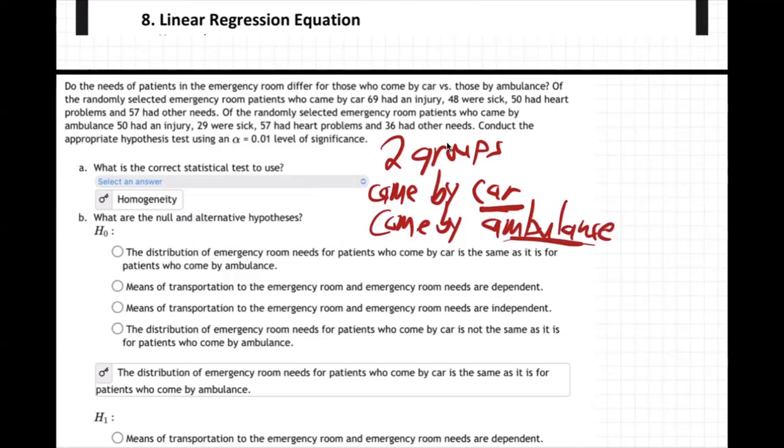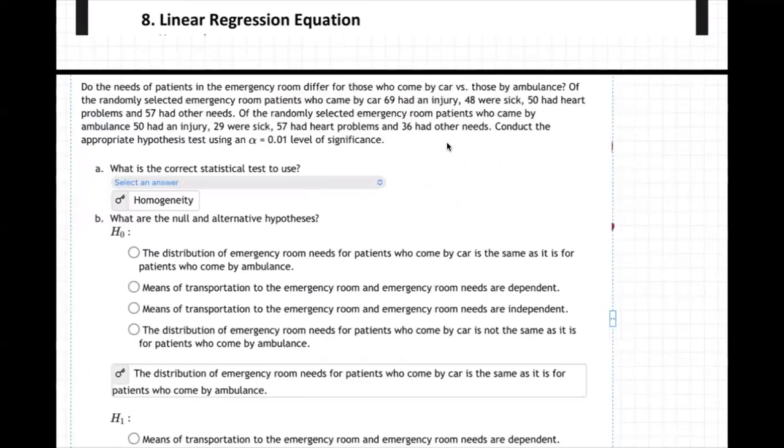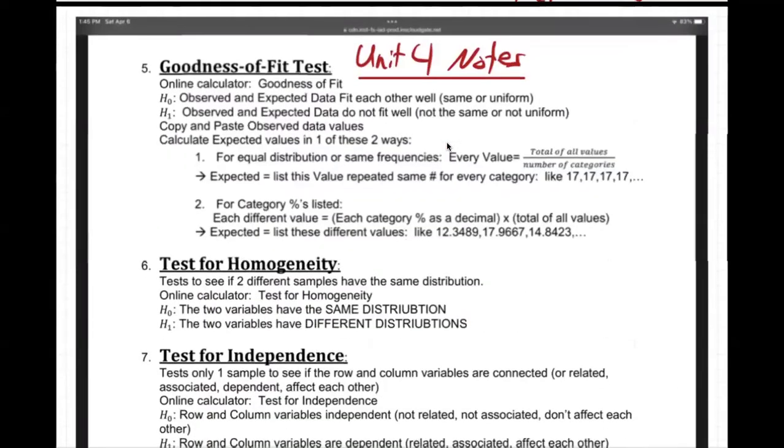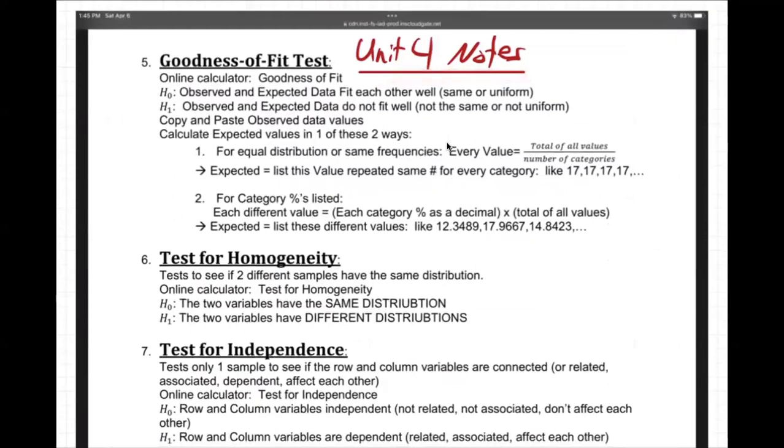So whenever you have two groups or two samples, it says randomly selected people who come by car, and then it says randomly selected people that come by ambulance. So we had two different samples. If you go back to the Unit 4 notes, it's going to be test for homogeneity because right here, see, this tests to see if two different samples have the same distribution. That's how we know it's homogeneity.